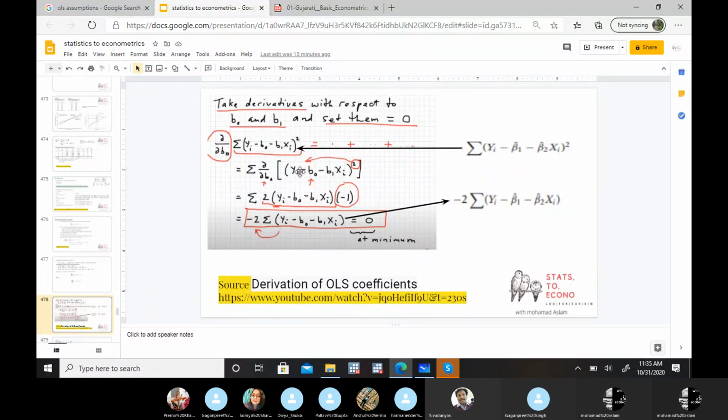You can try this. Take any non-linear parameter here, like beta 1 square, and then just cross-check: is it possible that if we have this non-linear parameter, we can differentiate and find the value of the parameters? A non-linear parameter means the slope changes, which makes our regression line non-linear.